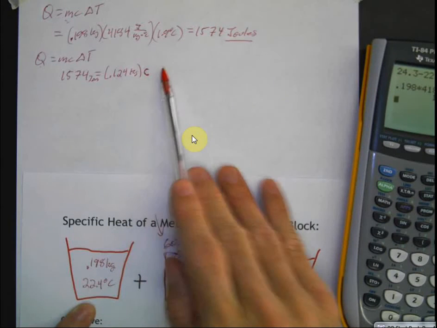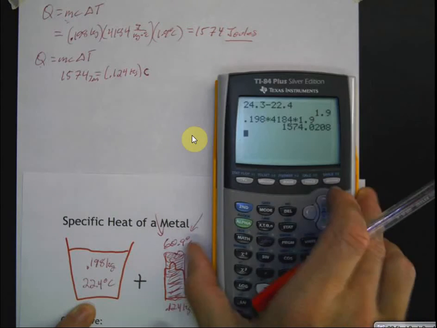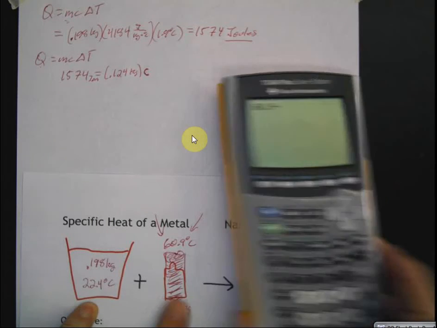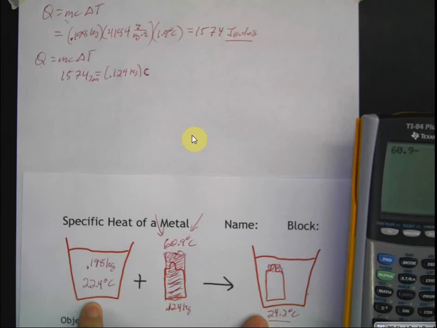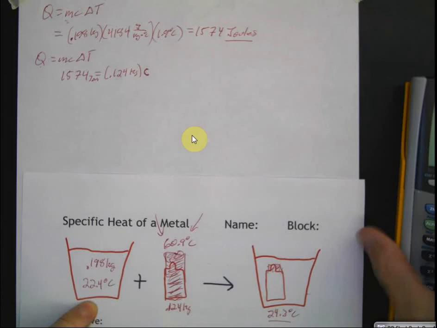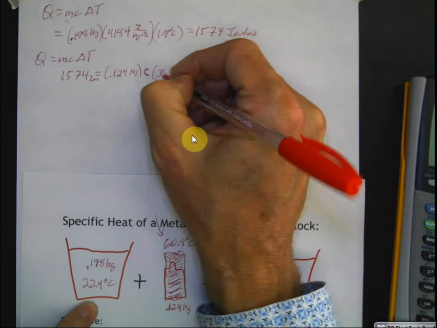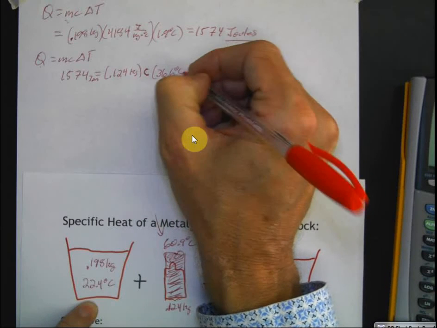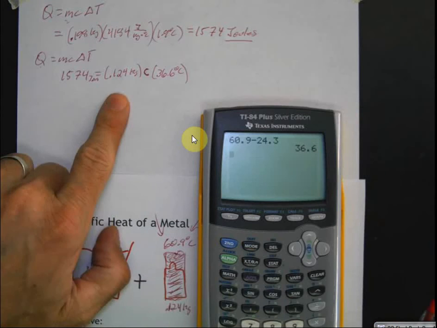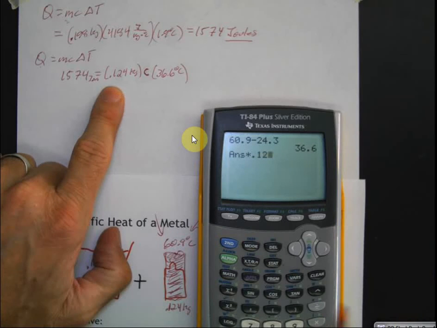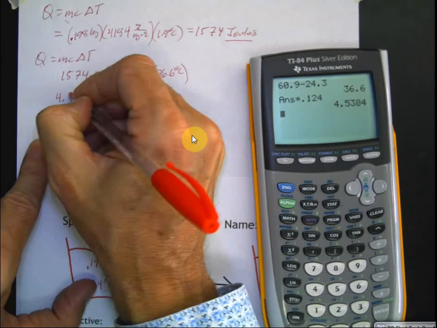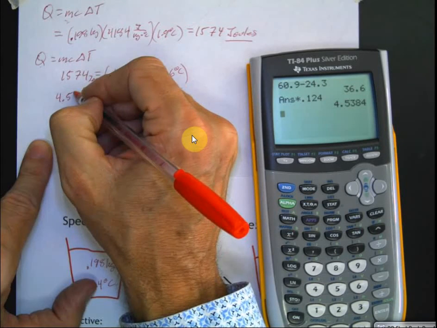And now we need the temperature change that the metal went through, which is a lot more. So we're going to take the 60.9 and we're going to subtract from the final temperature here, which is 24.3. Okay, so we have a 36.6 temperature change. Okay, and now what we're going to do is solve for C. So I'm going to first just multiply these two numbers. So I'll take that times 0.124. So now I've got a 4.5. I'll go ahead and round that to 4.5.